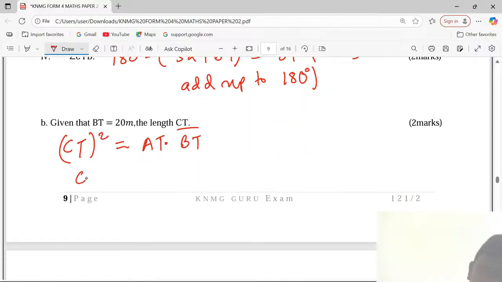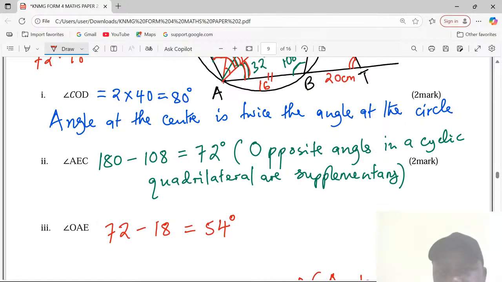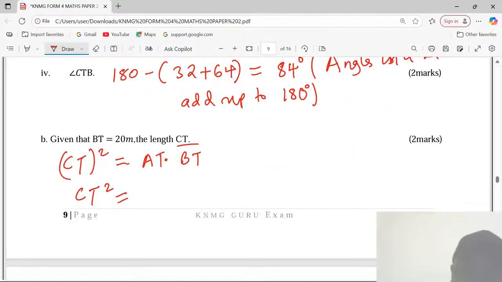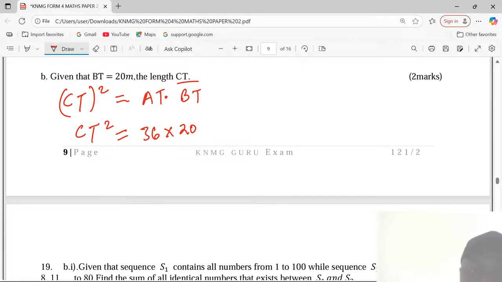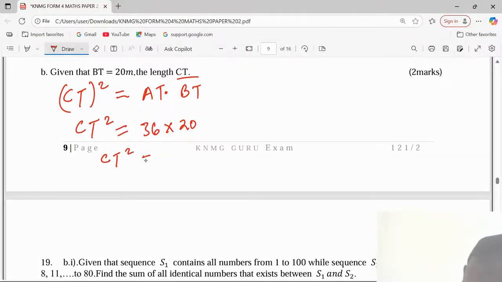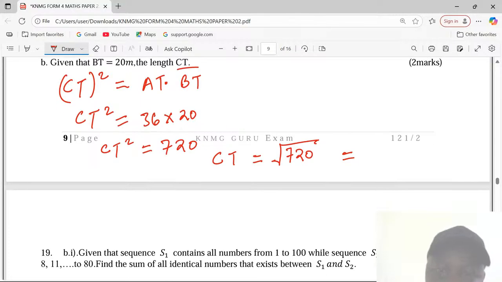Therefore, CT squared should be equal to AT from A to T, 16 and 20, that gives us 36, multiplied by BT, the outer portion, which is provided as 20. So now we can say CT squared equals 36 by 20, giving us 720. So this length CT shall be the square root of 720, which is equal to 26.83.